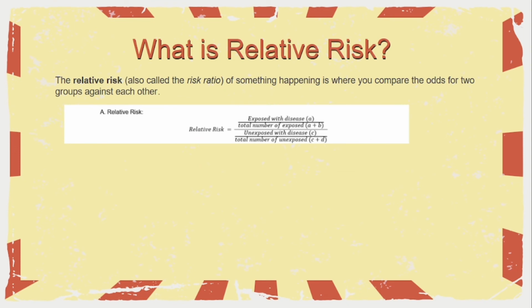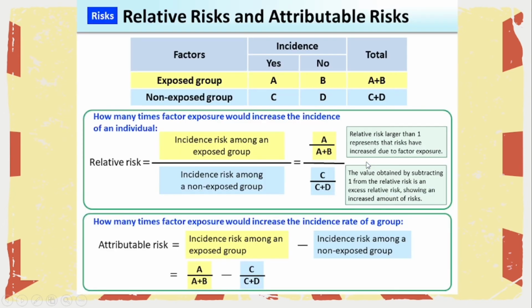And then, what is a relative risk? The relative risk, also called the risk ratio of something happening, is where you compare the odds for two groups against each other. And then the formula for relative risk is this one. And then pinagsama na natin si relative risk and attributable risk.